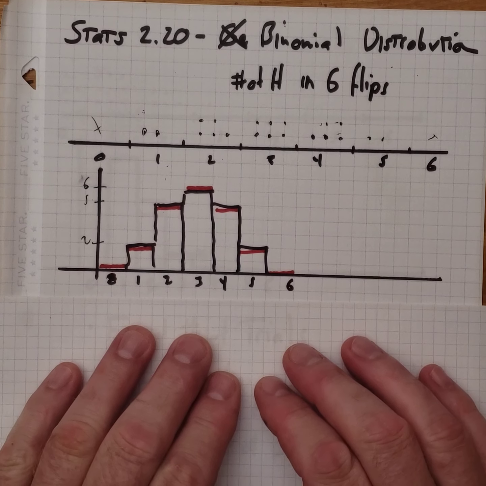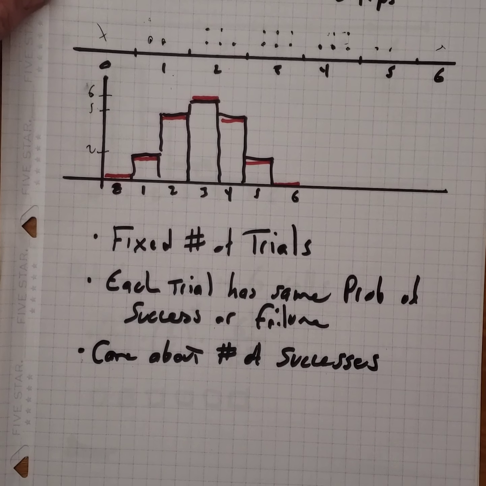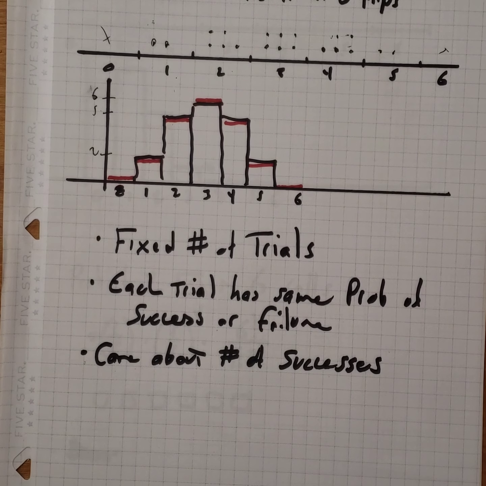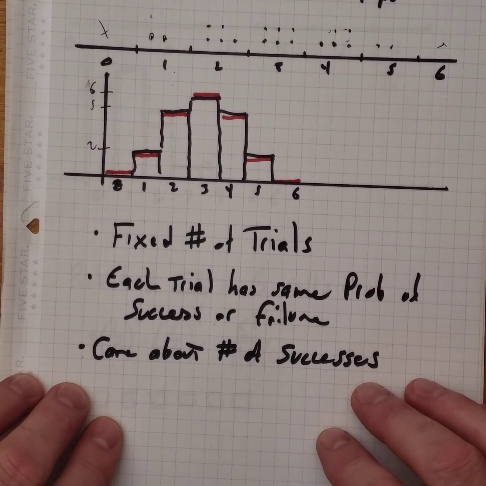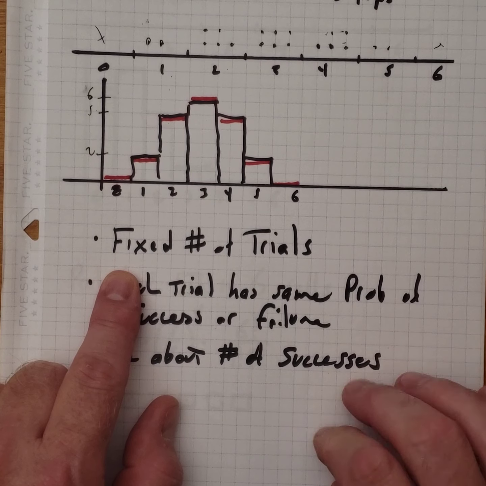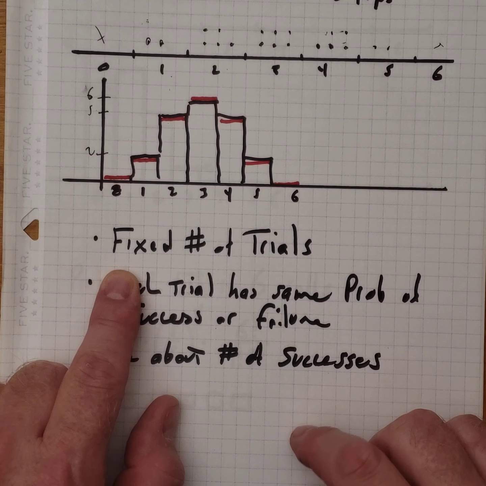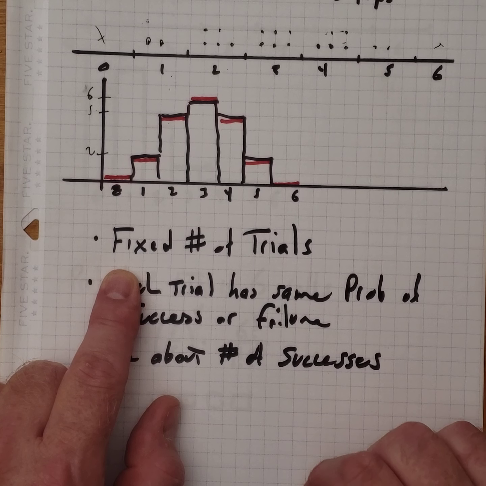So this is an example of a binomial distribution, and we use it to explain or make predictions in certain situations that fit these descriptions. We have a fixed number of trials. You're going to flip the coin 6 times. That's a fixed number of trials. Contrast that to the geometric, where we were going to flip it until we got head.